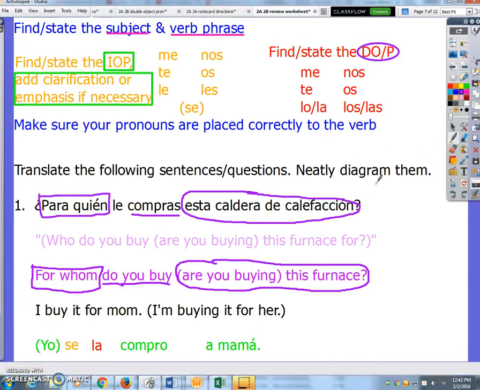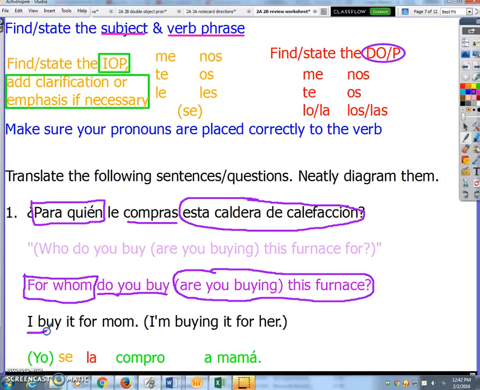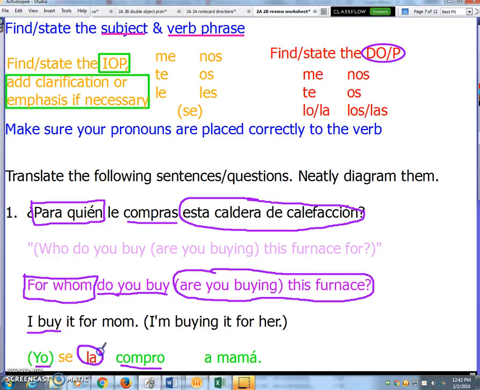So if I were to diagram this sentence, subject verb, I buy, yo compro. What's being bought? It, referring to the furnace. To or for whom? For mom. And if I want to check and make sure I'm right, everything that I've boxed matches each other, and everything that's circled matches each other. So that is how I would do these sentences.